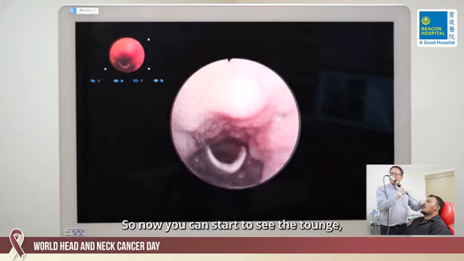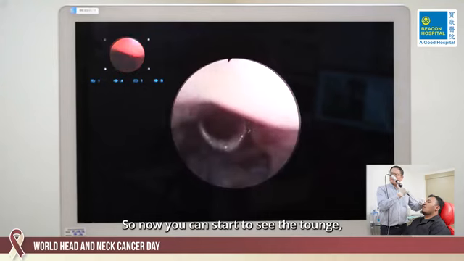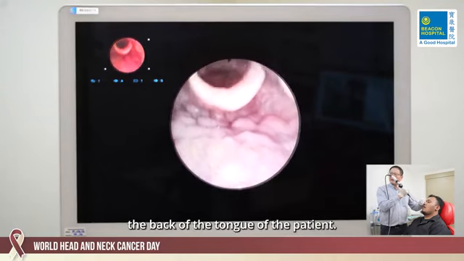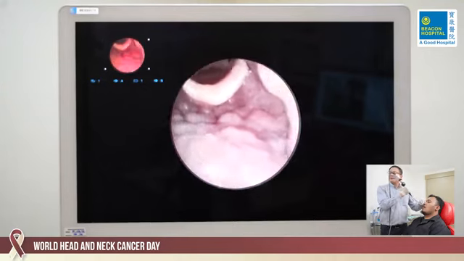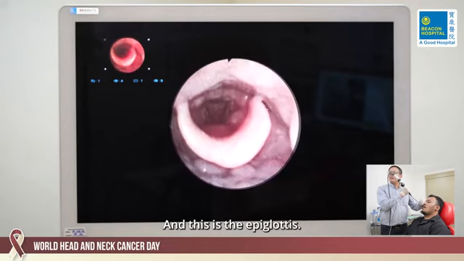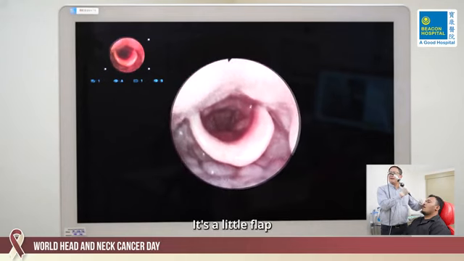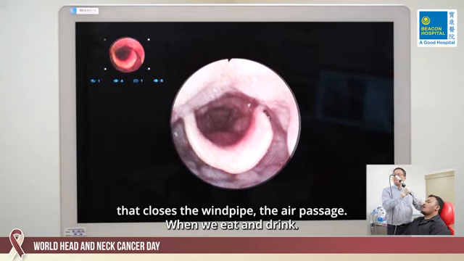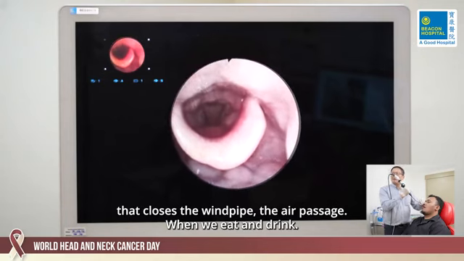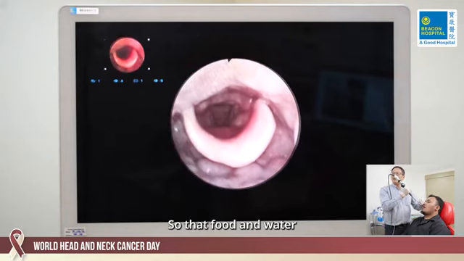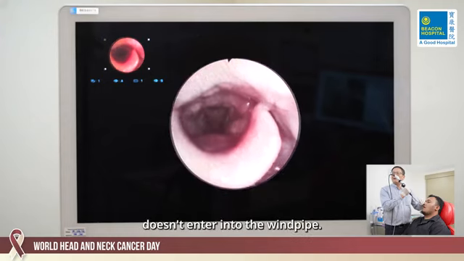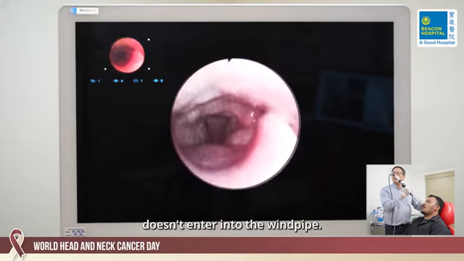So now we can start to see the tongue, the back of the tongue of the patient. All right. And this is the epiglottis. It's a little flap that closes the windpipe, the air passage when we eat and drink, so that food and water doesn't enter into the windpipe.